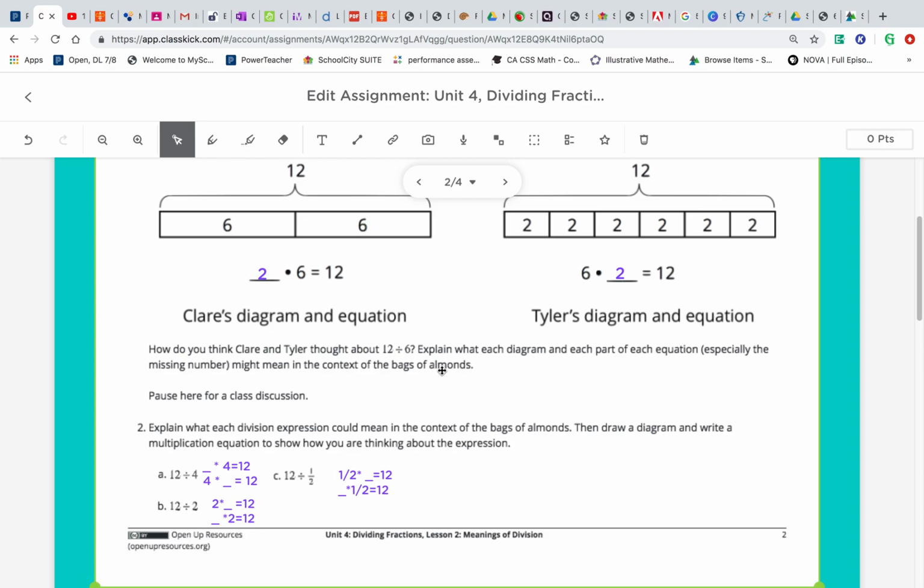All right. So the idea is we want you guys to understand there's a relationship between division and multiplication. All right. So they are related.